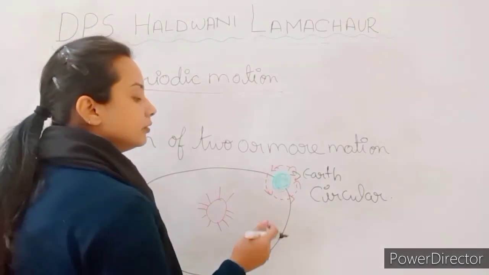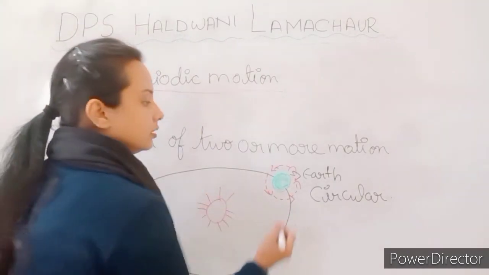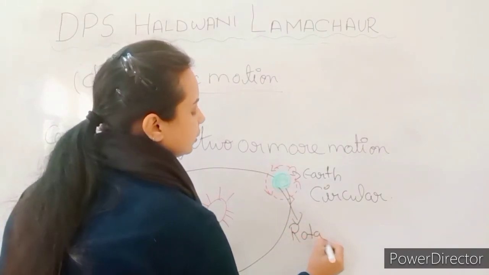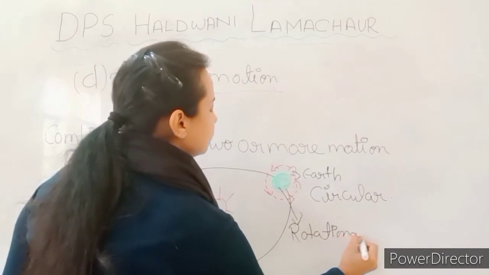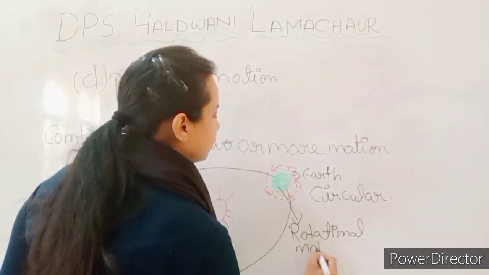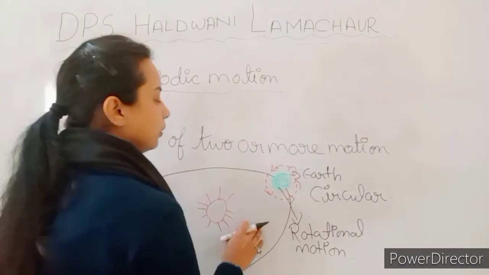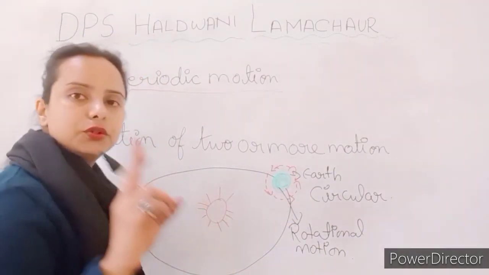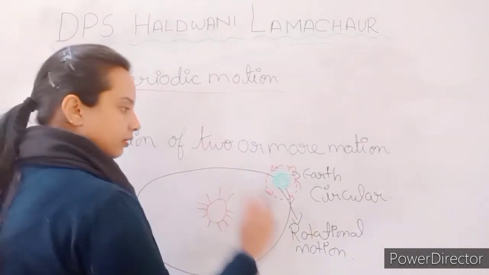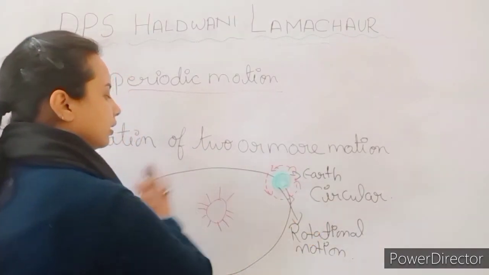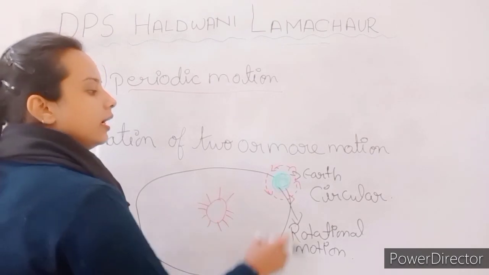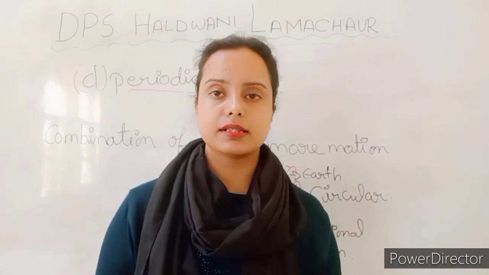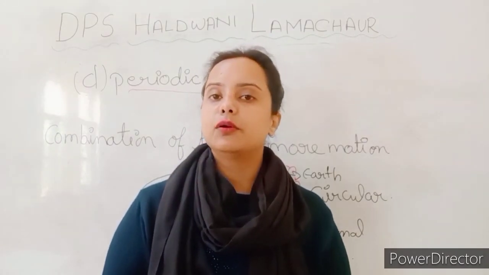So when the earth rotates on its own axis, then it is showing rotational motion. Now the earth is showing two types of motion at a time. That is circular motion when the earth takes a revolution around the sun, and rotational motion when the earth rotates on its own axis. Okay, so students, I hope you understood.